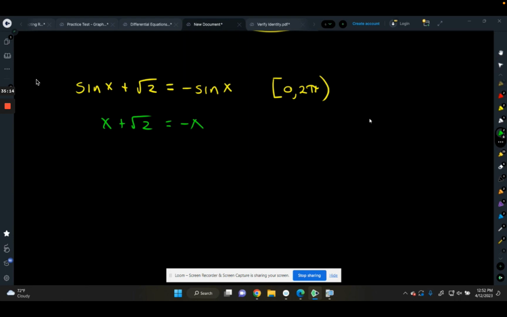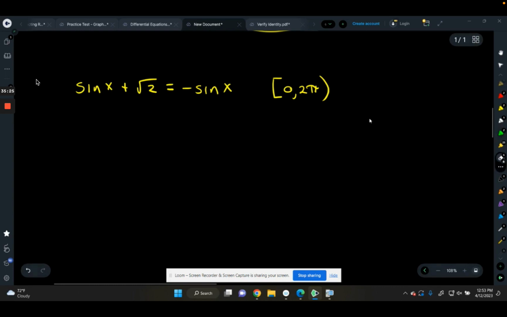We would add x to both sides, right? We've got to get the variables all on the same side, guys, right? Come on. Don't forget your basic algebra, right? If you're solving for x, you've got to get all the x's to one side. So we're going to add sine x to both sides. Okay, so that gives me 2 sine x.